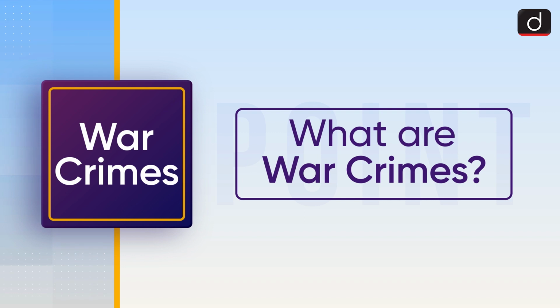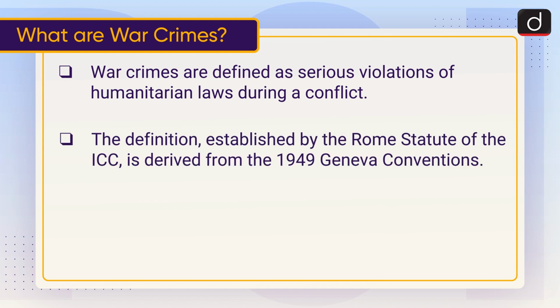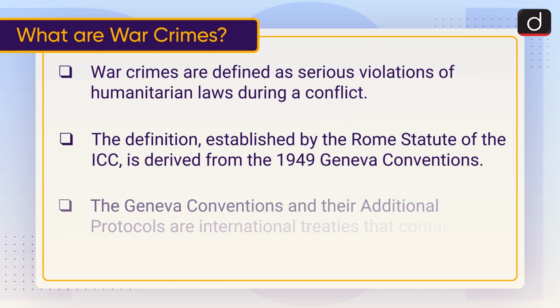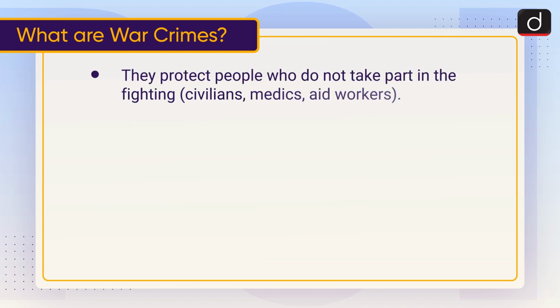Now let's discuss what are war crimes. War crimes are defined as serious violations of humanitarian laws during a conflict. The definition established by the Rome Statute of the ICC is derived from the 1949 Geneva Conventions. The Geneva Conventions and their additional protocols are international treaties that contain the most important rules limiting the barbarity of war. They protect people who do not take part in the fighting: civilians, medics, aid workers.